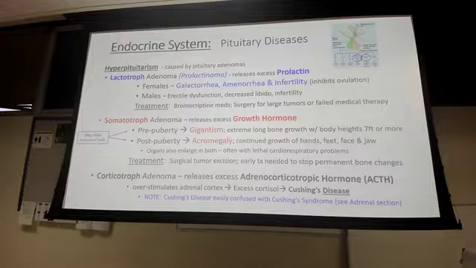And then the last one, corticotroph adenomas. These release something called adrenocorticotropic hormone, ACTH. We're going to talk more in detail about that towards the end of the lecture here. But this is very commonly associated with Cushing's disease, and I'll show you what I mean in a second.